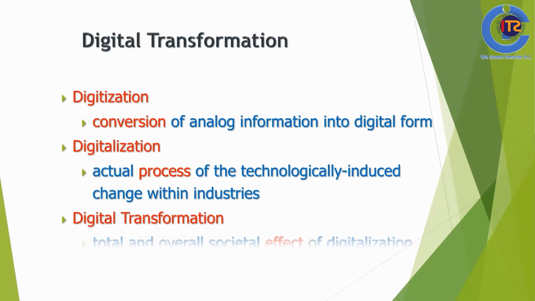So when we talk about digital technology, we would have heard about three keywords. The first one is digitization. When we talk about digitization, we would talk about the raw data, the conversion of the raw data from analog form to digital form. And the second one is digitalization. That's going to be about the actual process, that the digital technology can induce the change within industries. And the last one is digital transformation. When we talk about that, it's going to be the overall effect to the society. So that's going to be called digital transformation.